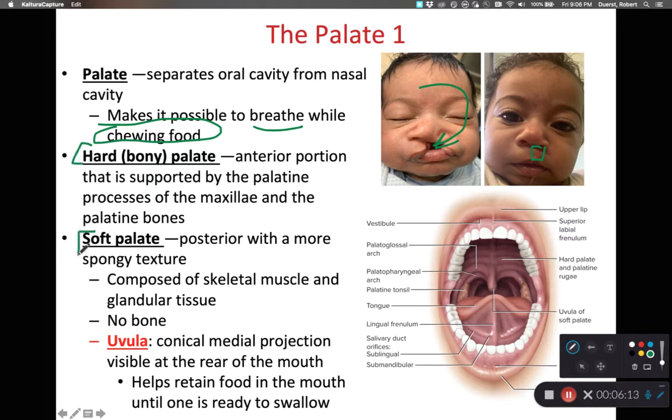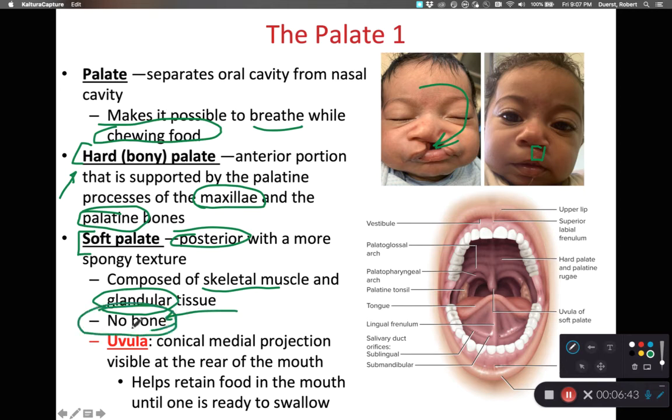The palate can be broken up into two regions. We have the hard palate and the soft palate. Our hard palate is going to be made up of the extensions of the maxillae and the palatine bones. As we look at the soft palate, our soft palate is going to have some skeletal muscle tissue, giving it some framework and some glandular secretions. A key thing to emphasize with the soft palate, which is more posterior compared to the hard palate, is that there is no bone within our soft palate. Soft palates are soft because they have no bone.